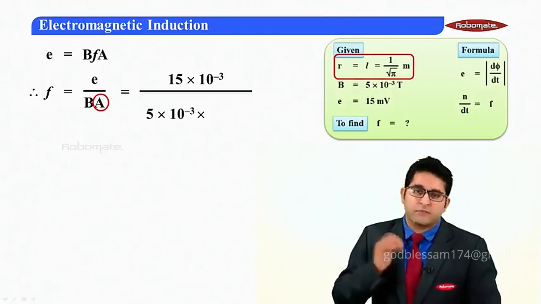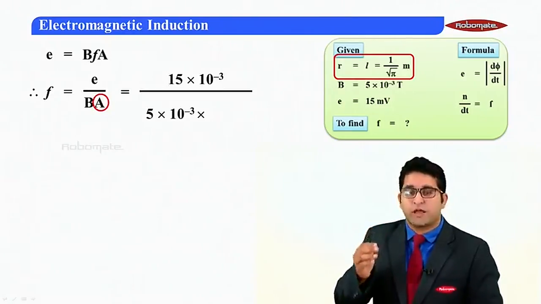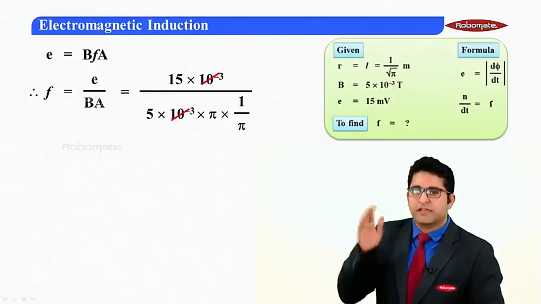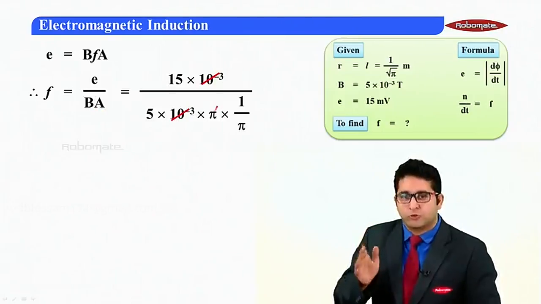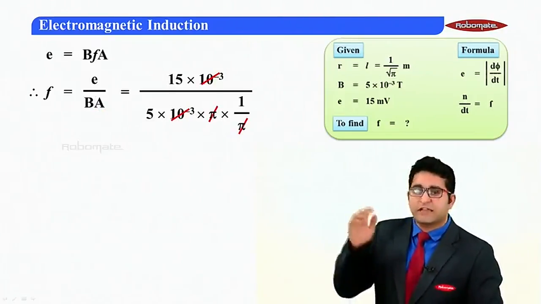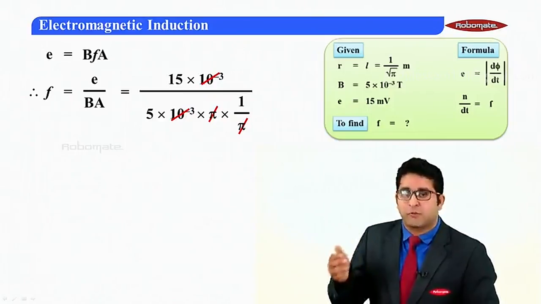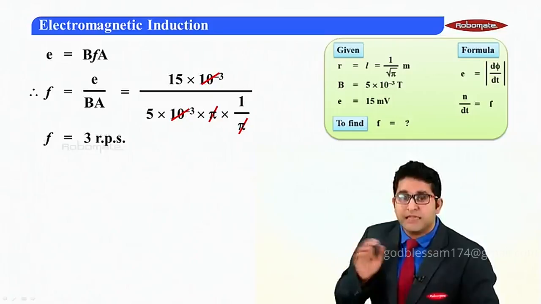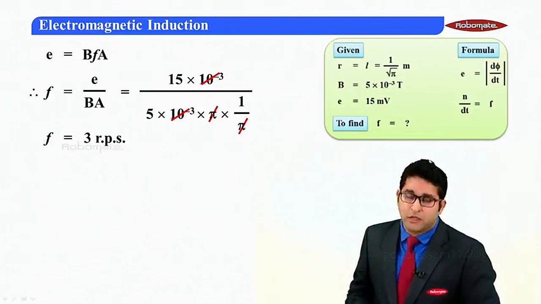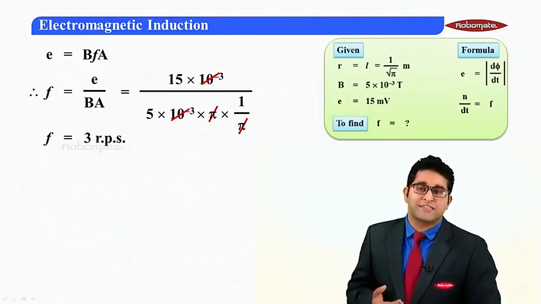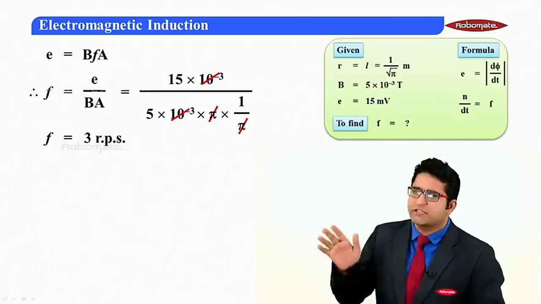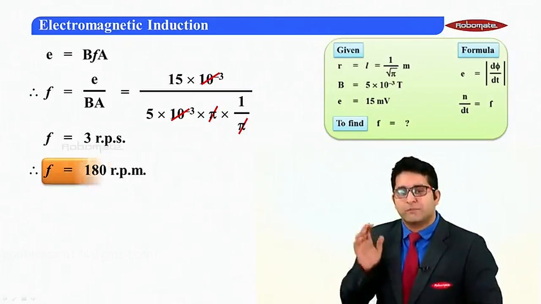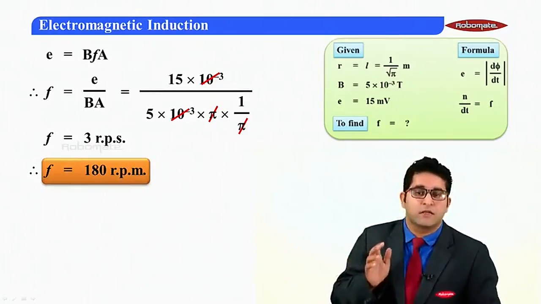Now the value of radius is given, it is 1 by root pi. So if I square the radius, I'll get 1 by pi. So the area will become pi into 1 by pi. So from here we can cancel out 10 raised to power minus 3. We can also cancel out pi. After cancelling, we are left with 15 upon 5, which will come out as 3. So therefore I can say frequency F is equal to 3 RPS, that is revolutions per second. Now students, but we are supposed to calculate frequency in RPM. So we'll multiply this by 60, and what we'll get is frequency F is equal to 180 RPM, that is 180 revolutions per minute.